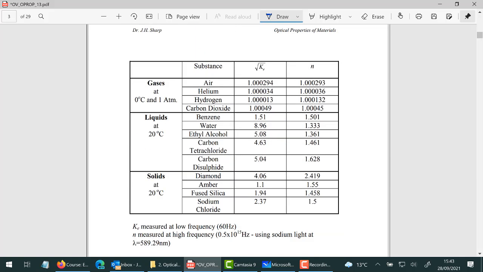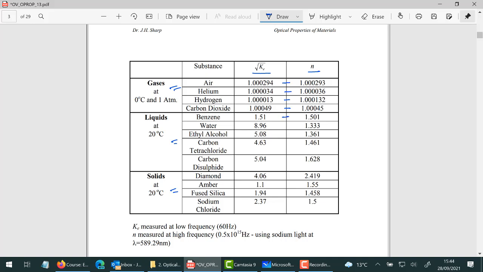Let's look at how good the theory is. So here are some materials, gases, liquids, and solids. And here is the value of the square root of kappa E. And here's the actual value of the refractive index. You can see that for simple molecular gases, we have a fairly reasonably good agreement. As we get to denser materials, then not so good.